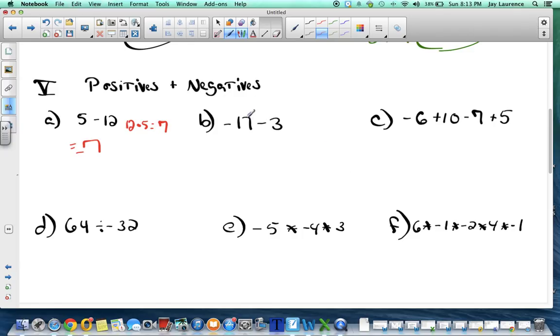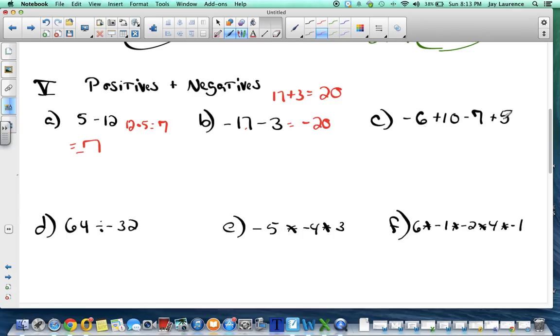Now here on this one, the signs are the same. So I have 17 negatives, and I have 3 more negatives. Well, how many negatives do I have? Well, it's the same problem as this. There's 17 positives, 3 more positives. There's 20 positives. Well, here I have 17 negatives and 3 negatives. I have 20 negatives, or negative 20. See how simple this is? You shouldn't be getting this stuff wrong.